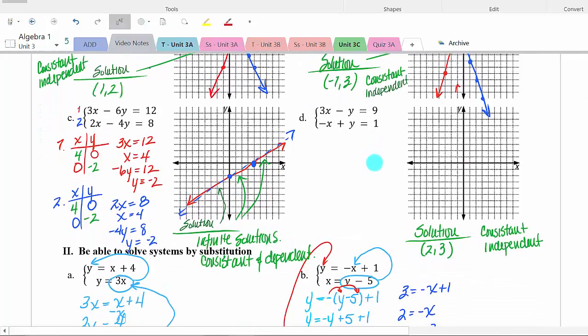All right, so now that we've talked about those, let's do one that doesn't have both set up in slope-intercept form.